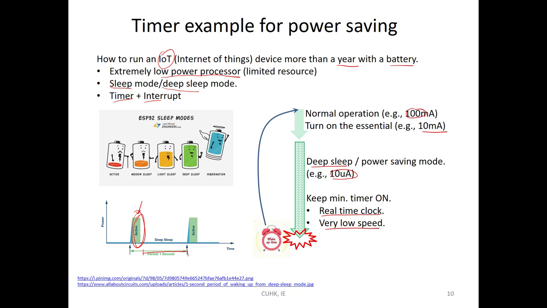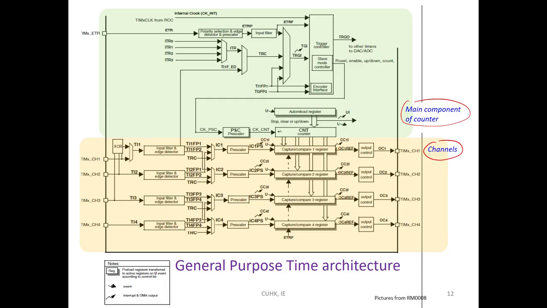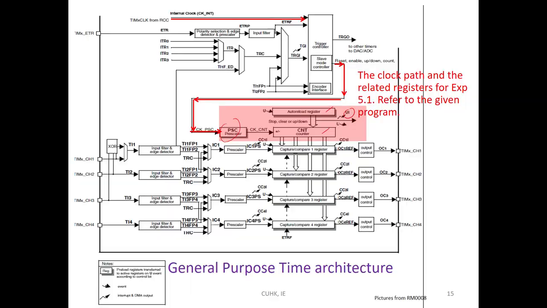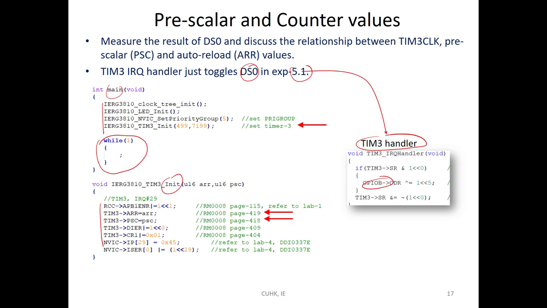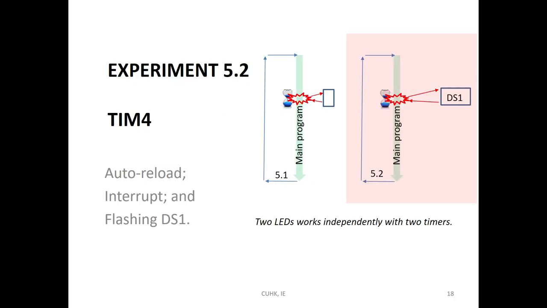This is the reason, or the method, to operate a device with a battery for more than a year. You can see the main program does nothing. Everything is in the interrupt handler. Here is a very interesting point: do nothing.